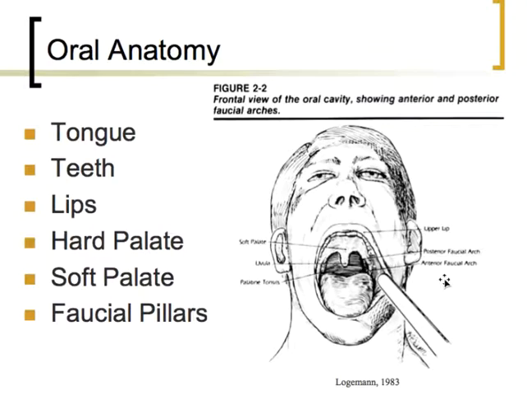In this frontal view, you can see the primary oral structures of interest: the tongue, teeth, lips, hard palate, soft palate down to the velum, and these faucial pillars along the side.